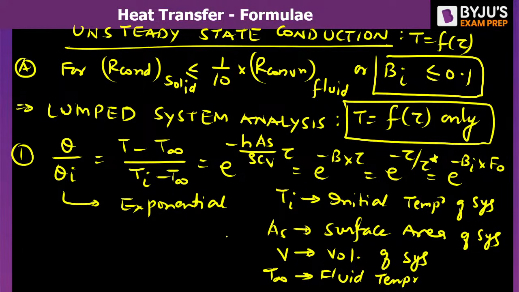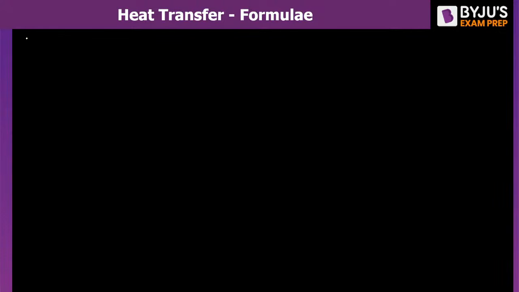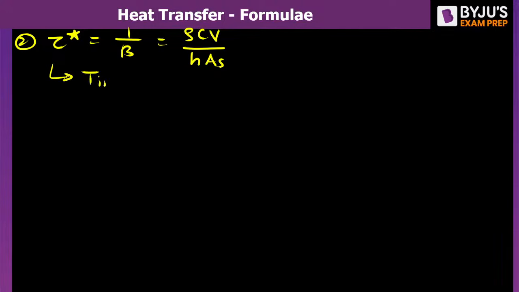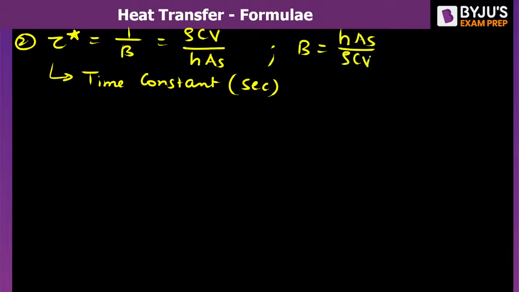There is a term defined that is called tau star, that is 1 by B, equal to rho CV by h into As. That is called the time constant of a thermocouple. This is known as time constant. The unit is second. And what is B? B is equal to hA by rho CV. The unit is second inverse. That is called the thermal response of the system.